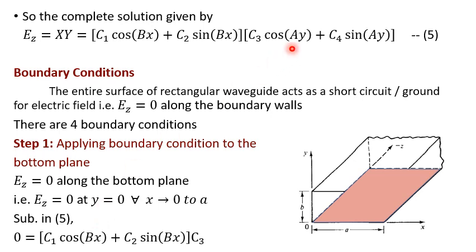So if you substitute y is equal to 0 in this equation 5, C3 cos 0 is 1 plus C4 sin 0, which is 0. So this term is going to get eliminated. So you will get 0 is equal to C1 cos Bx plus C2 sin Bx into C3. Since this is the product of two terms and x varies from 0 to a, this term cannot be 0. Therefore, C3 will be equal to 0.